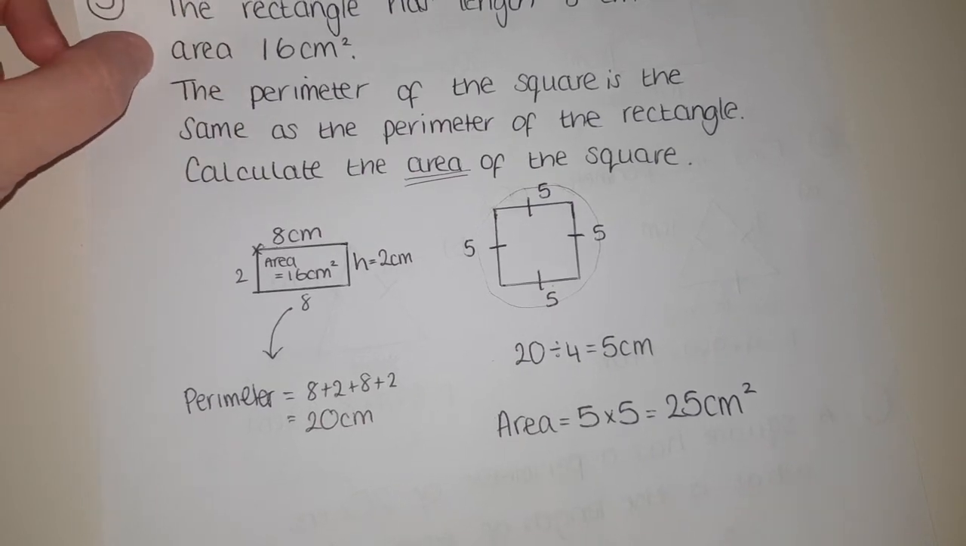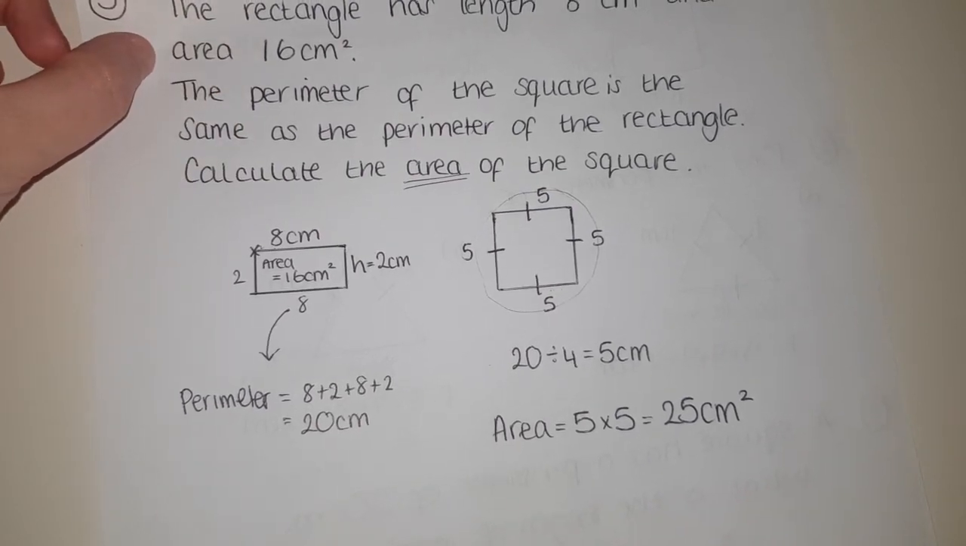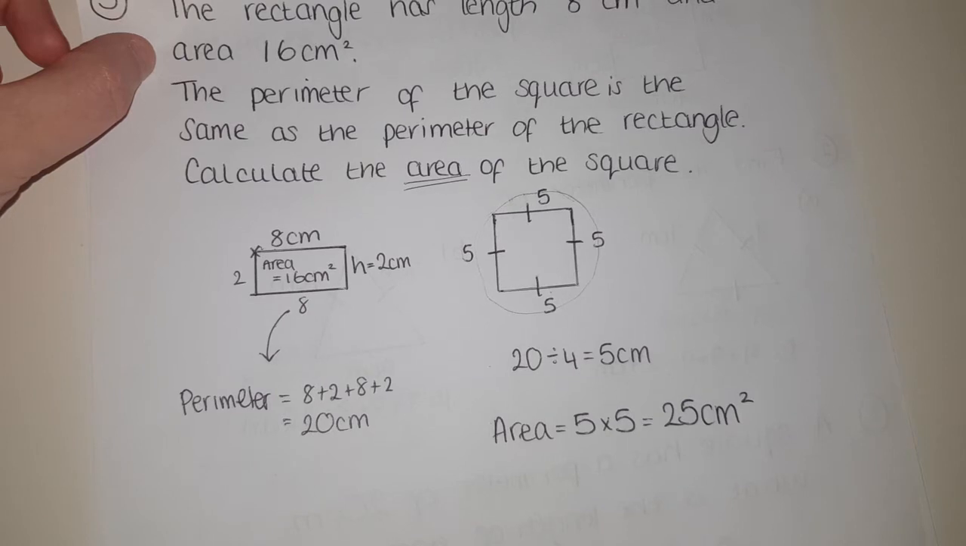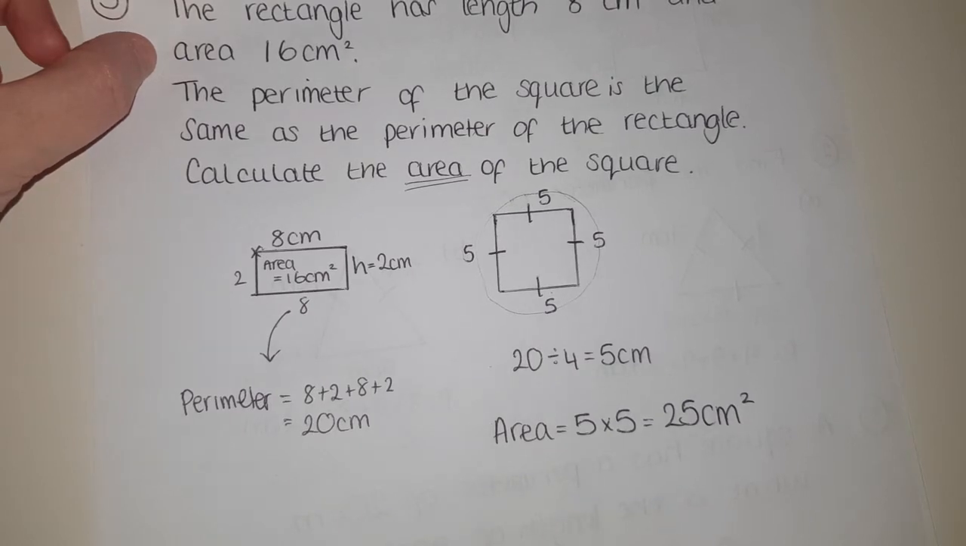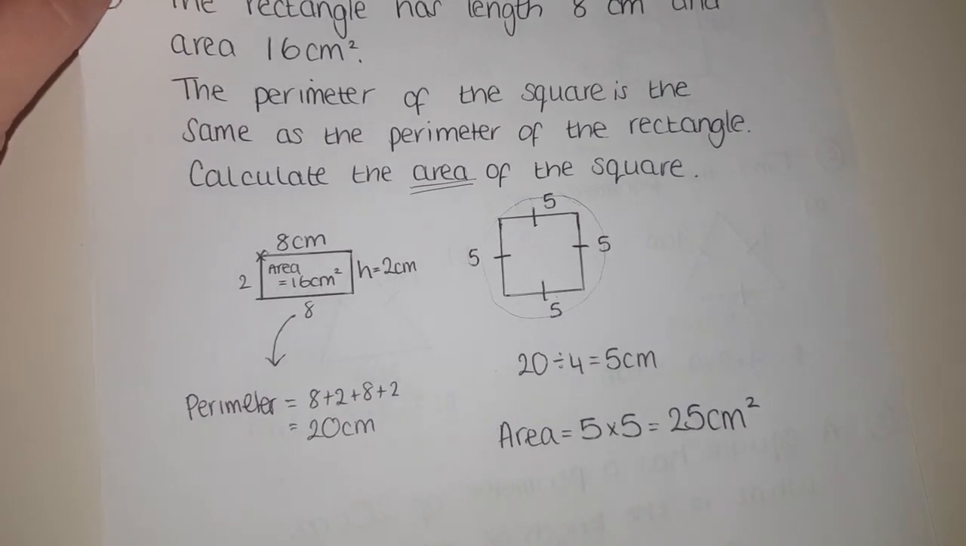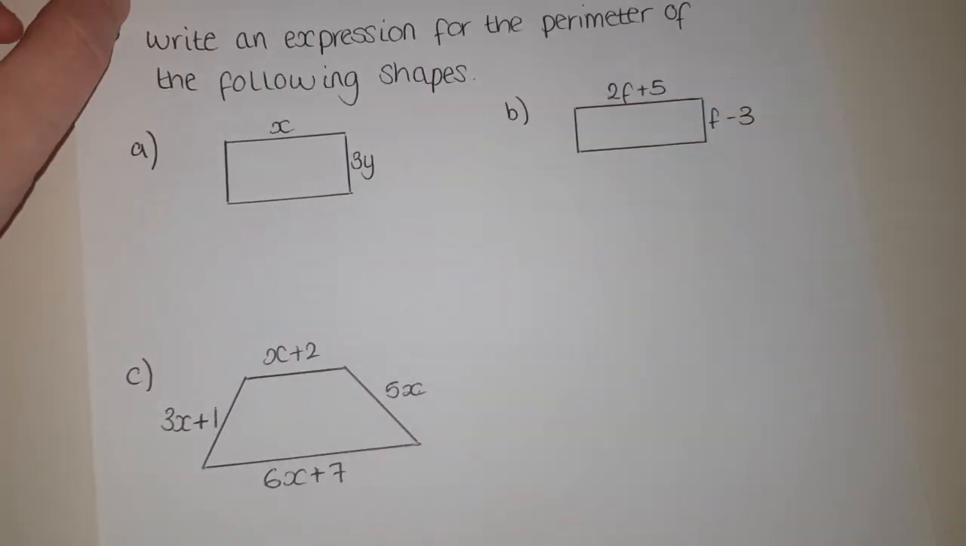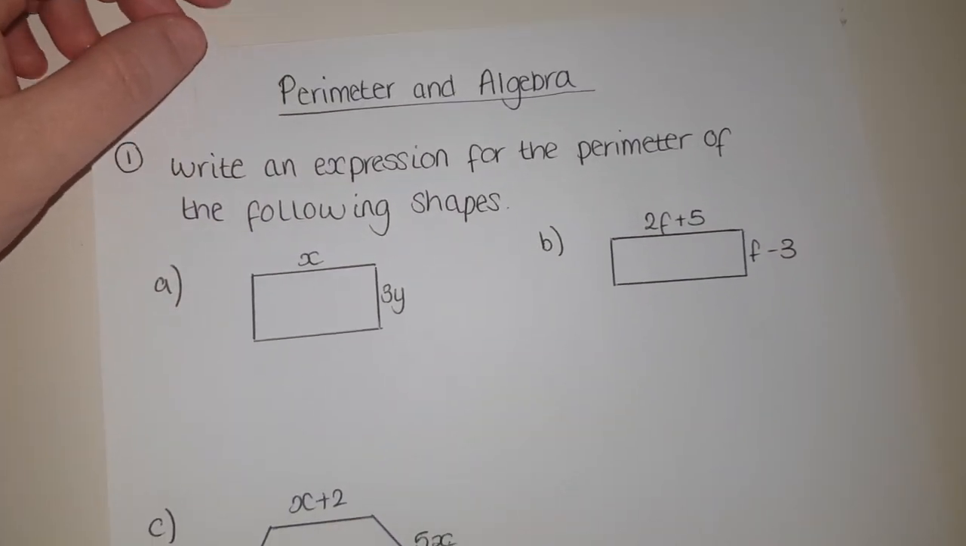Okay, so a lot going on in that question, but just break it down a bit at a time. Everything there you're capable of doing. Right, so you should be able to have a go at everything on the first worksheet. And then we're going to do perimeter and algebra a bit more.